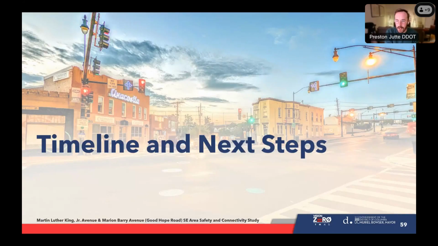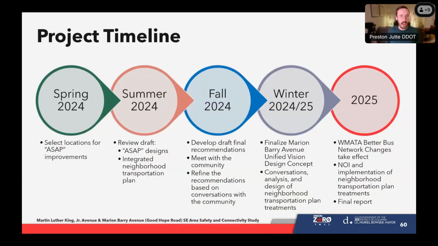So timeline and next steps, and when we get to any questions, we can go through the slide deck and go back to some of these. We will get to questions in the chat, but timeline and next steps. So next slide, please. Where are we at? So, seasonal timeline's a little fuzzy, but we're right at this winter 2024, 2025 part where we're finalizing the vision, we're finalizing these neighborhood plans, and we're working towards the engineering design plans.